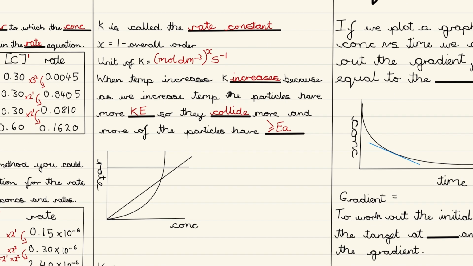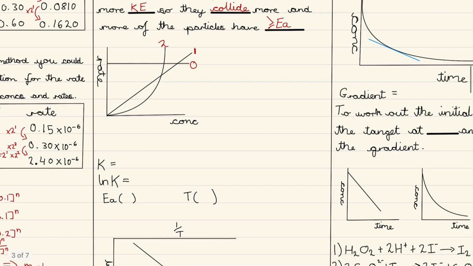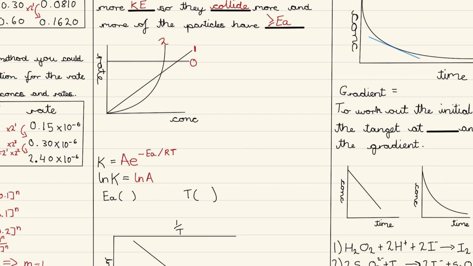So now we have a graph of rate versus concentration, and you need to know that the horizontal line is order 0, the straight linear line is order 1, and the graph that looks a bit like a quadratic is order 2. Now the formula for K is A e to the power of minus activation energy over RT, and if we take the natural logarithm of both sides, we get that ln K is equal to ln A minus EA over RT, and the units for activation energy are in joules, and the units for temperature are in Kelvin.